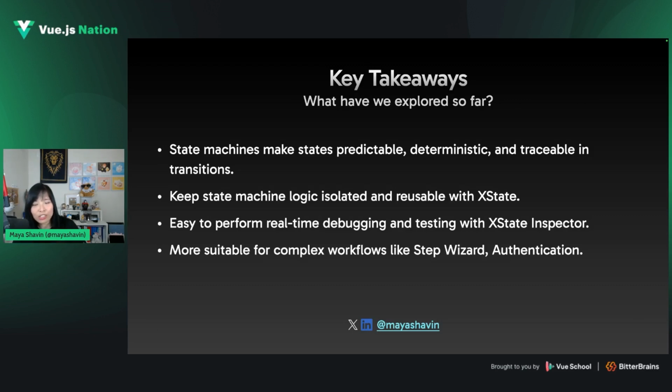Don't use it for something like a toggle. Don't use it for something like traffic lights, because it's not meant for that. It's too simple for it. But for things like a step wizard, checkout cart, authentication, or complex steps that combine asynchronous data control and local state handling, then XState is definitely the case.